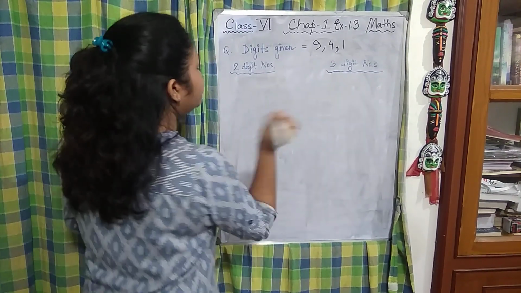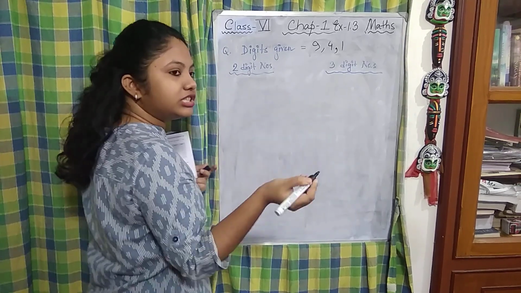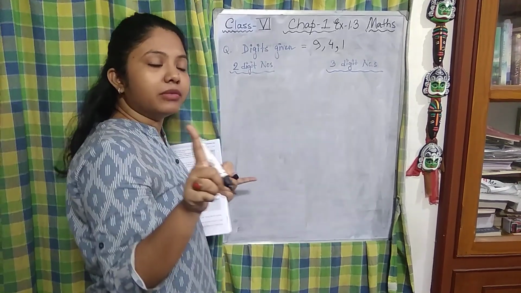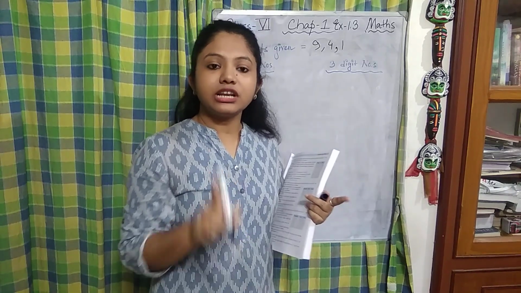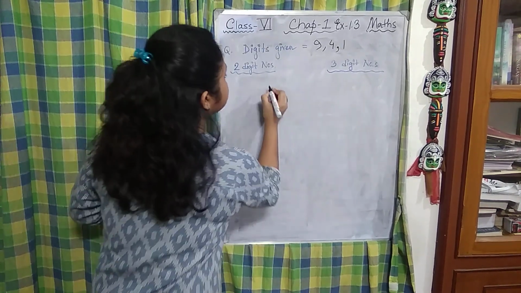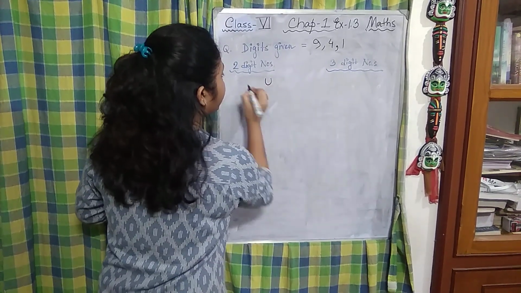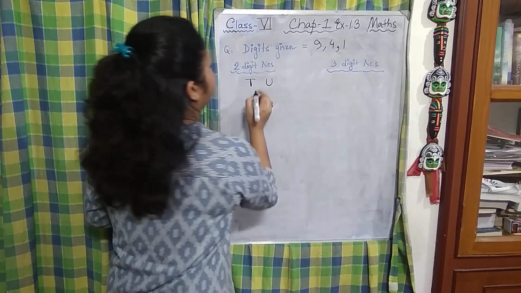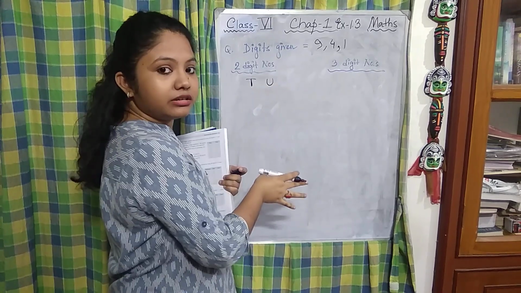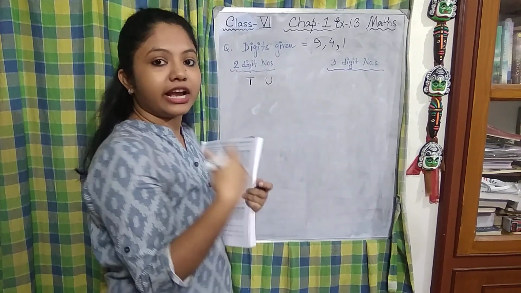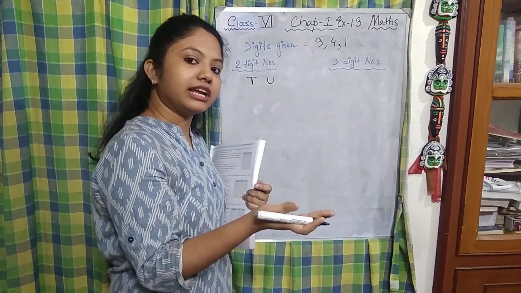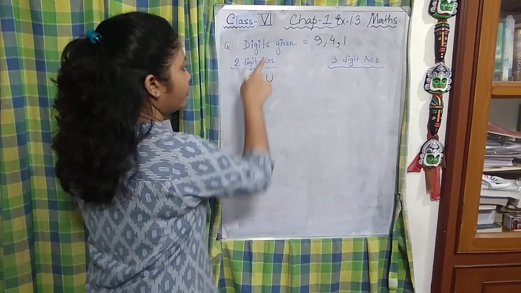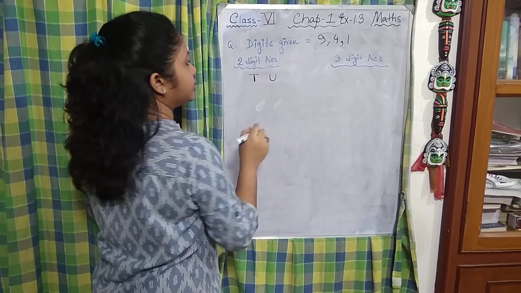Now talking about the 2-digit number. What is a 2-digit number? Those kinds of numbers which have the unit position and the tens position. You remember when we were writing the place value system, we were writing in a column manner. In this way we can work out how many combinations of numbers there can be. So now we will learn about 2-digit numbers.